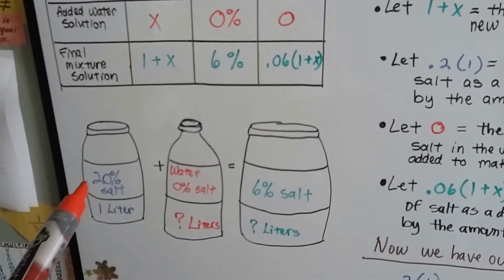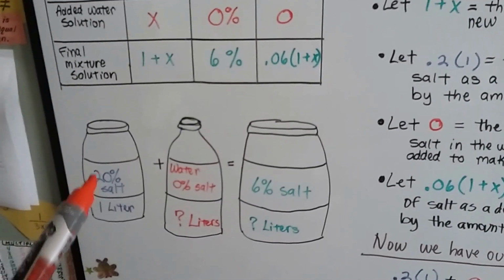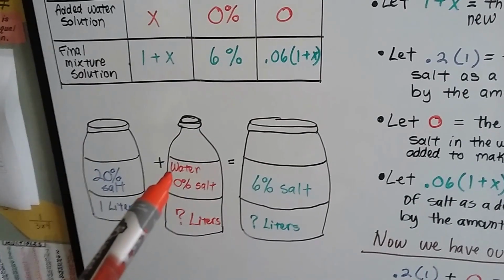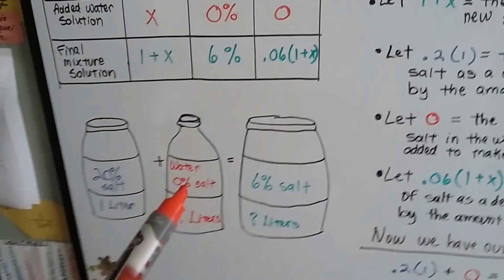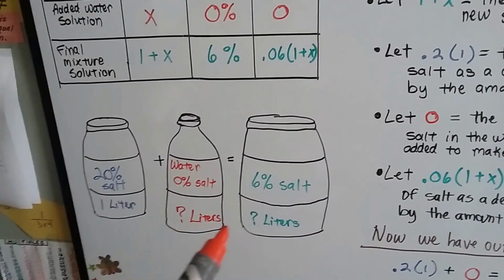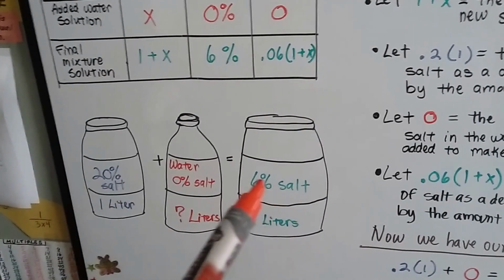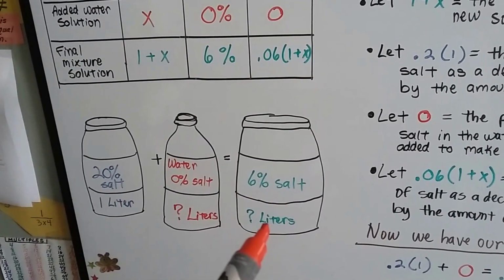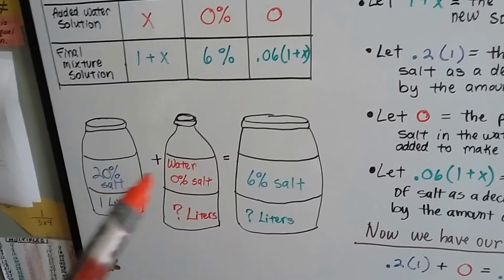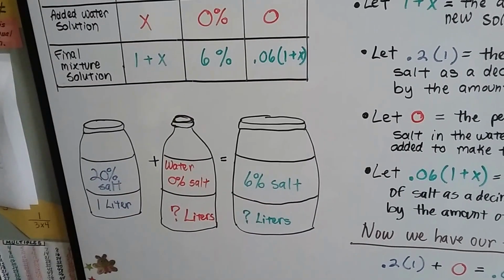We've got a 20% salt water solution, and there's a liter of it. Then we've got water that's got no salt in it. It's clean, but we don't know how much there is. Then we've got a 6% salt water solution, and when we mix these two together, when we add these together, we want to get that one.